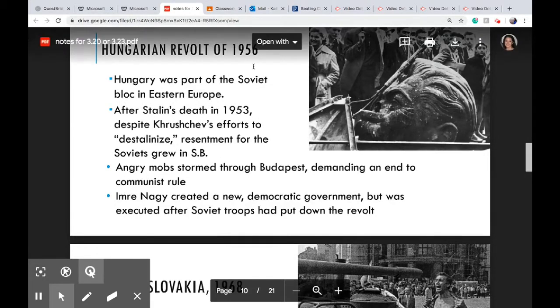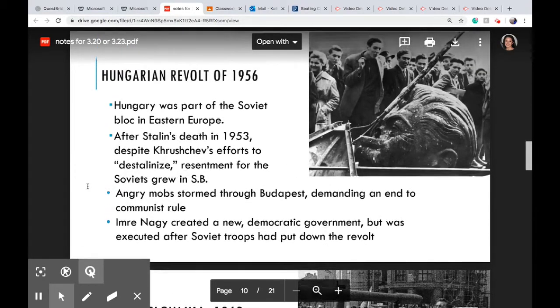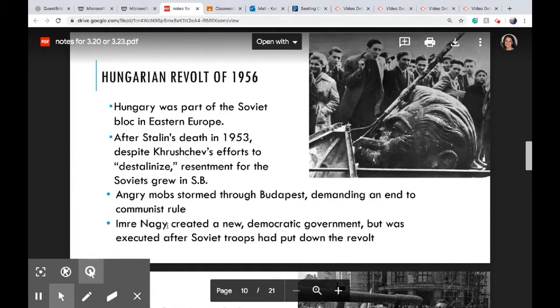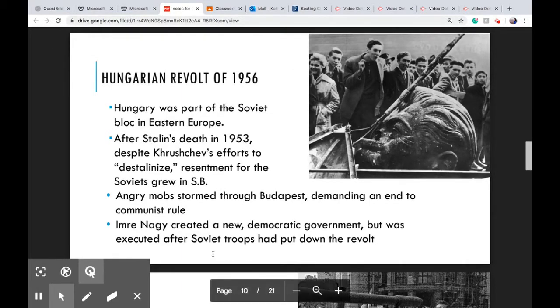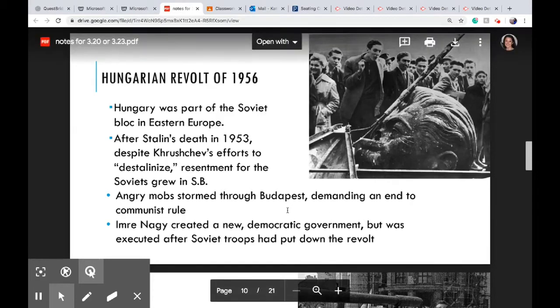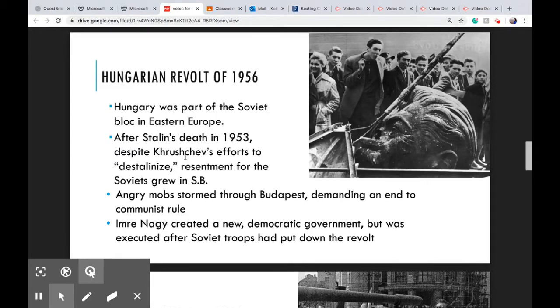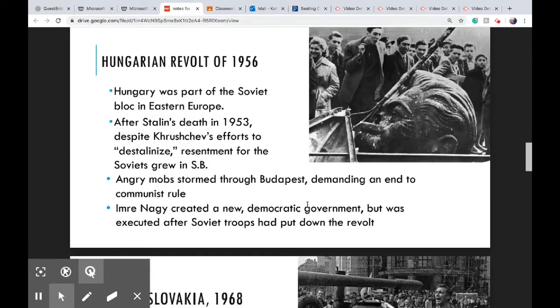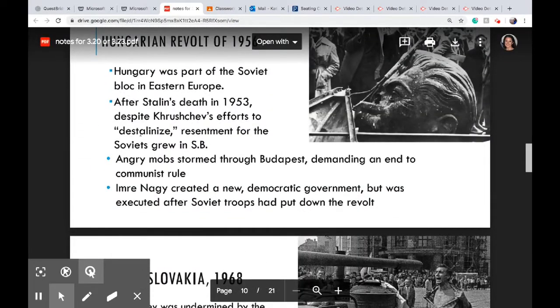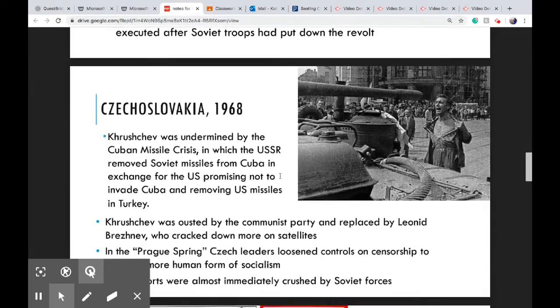So the Hungarian Revolt of 1956, the most significant aspect of this revolt was the Soviets' response to it. Troops were immediately sent in to put down a revolt in Budapest against Soviet rule under Khrushchev, who was newly appointed after Stalin's death in 1953, and faced a lot of challenges in sort of separating the Soviet Union's legacy from Stalin's legacy. And we'll talk more about that process of de-Stalinization later, but it is what it sounds like.